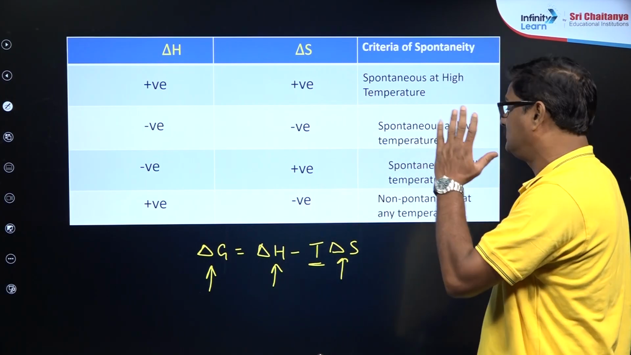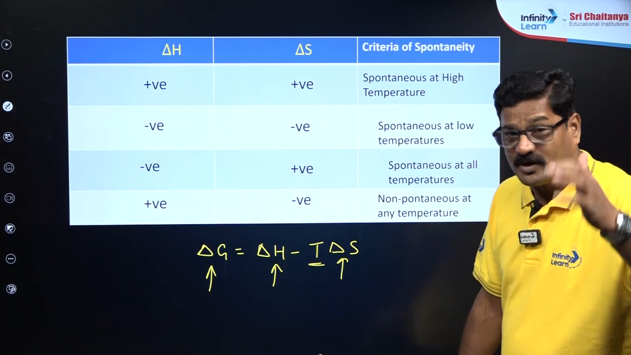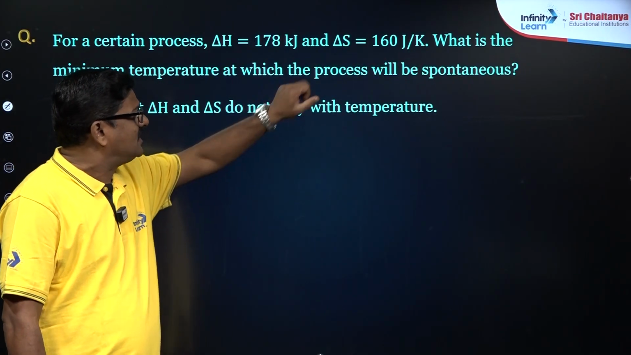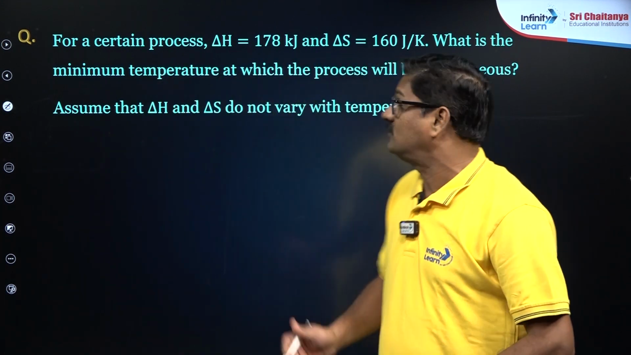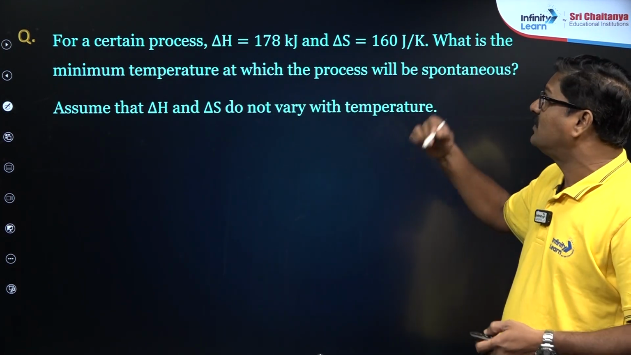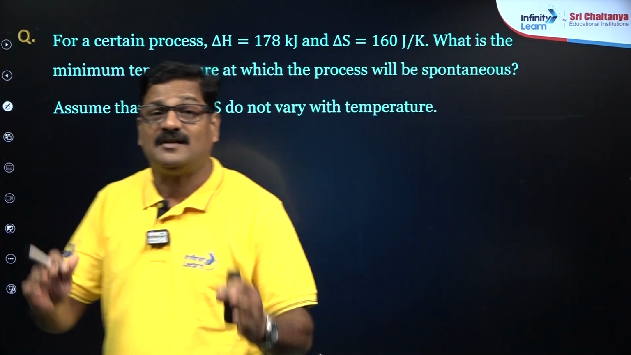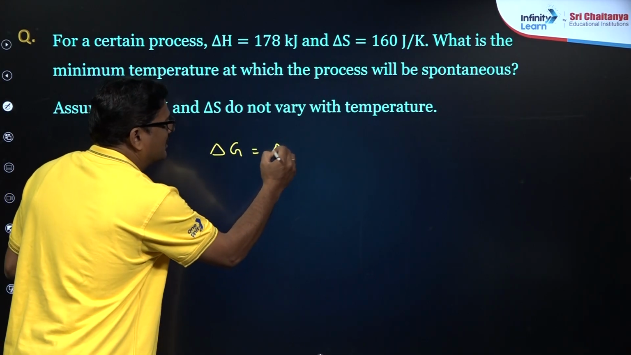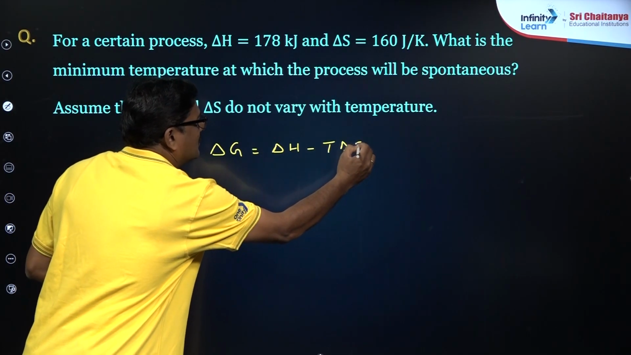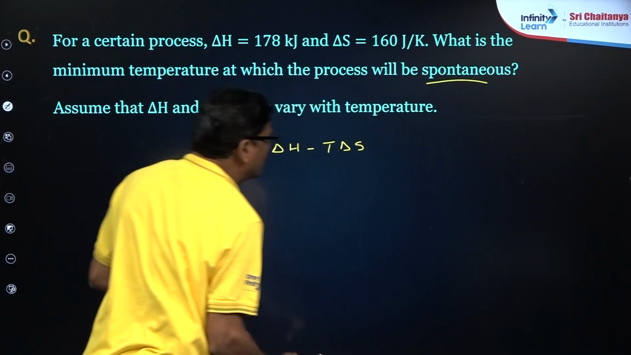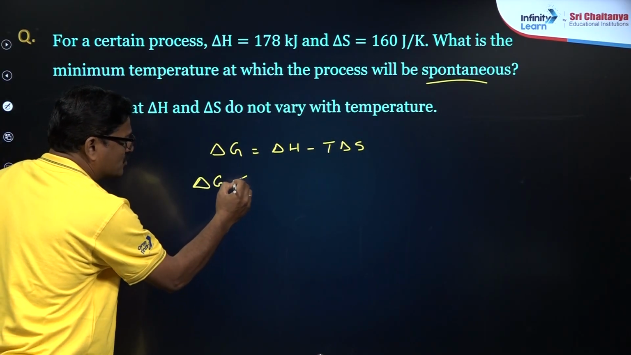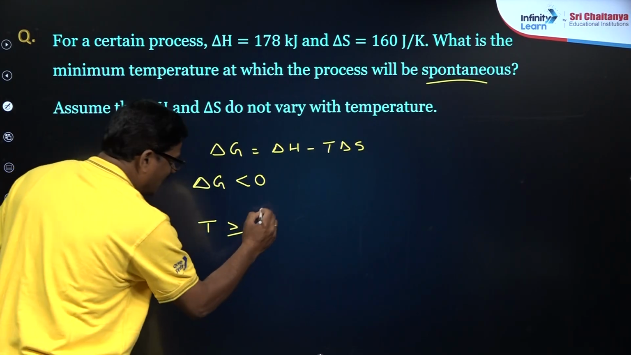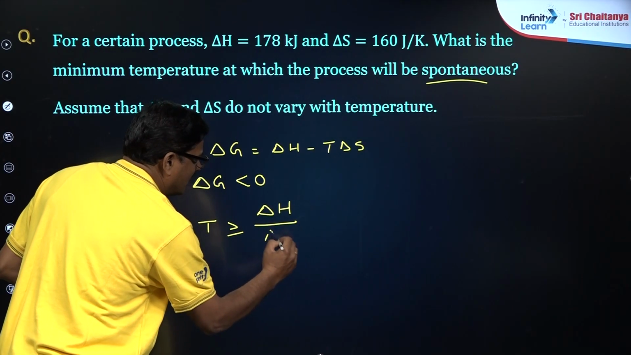Let us look at how this Gibbs-Helmholtz equation can give you a numerical question. For a certain process, delta H is given as 178 kilojoules and delta S is given as 160 joules per Kelvin. What is the minimum temperature at which the process can be spontaneous? From the Gibbs free energy, delta G is equal to delta H minus T delta S. For the process to be spontaneous, delta G is supposed to be less than 0, so the temperature should be equal to or greater than delta H upon delta S.